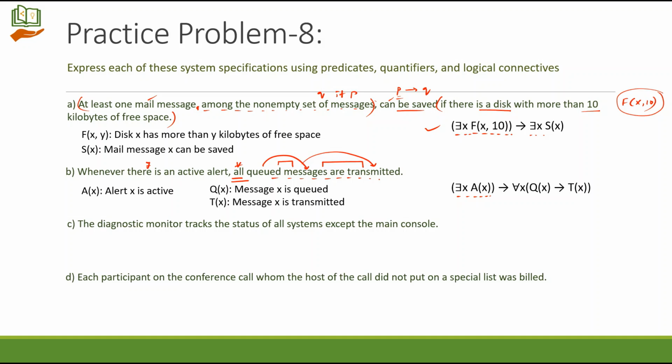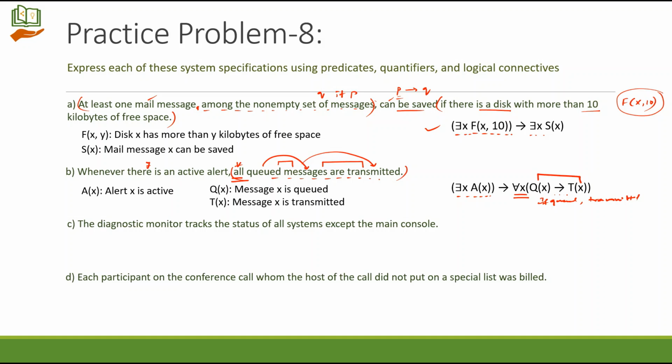Whenever we have universal quantification, as I said in the previous example, "messages are queued and messages are transmitted" cannot be used with conjunction. Instead, we can use the implies operation. So, Q of x implies T of x will say when a message is queued, it has to be transmitted. So, if queued, then transmitted. This is what it means. So, this applies to all. All queued messages are transmitted is the second part of the statement. So, this is like whenever P, Q. So, this is P implies Q.